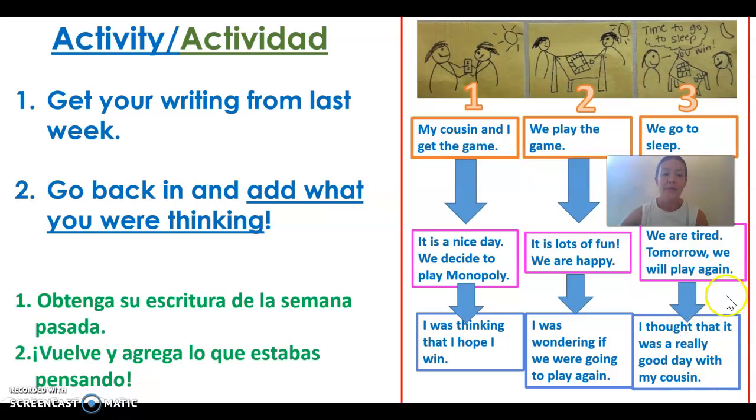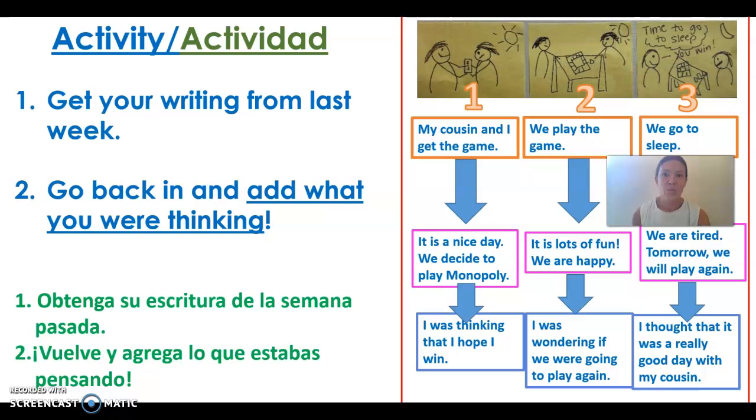And then after we played the game, we were so tired. But tomorrow we were going to play the game again. And I remember thinking that it was such a good day with my cousin, and we had so much fun. So I just gave my reader a little bit of insight into how my character was thinking, what my character was feeling, what they were thinking in that moment, just to make my story a little bit more interesting. It's always good to add those details in.